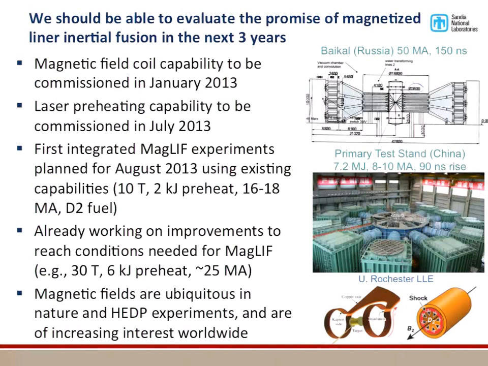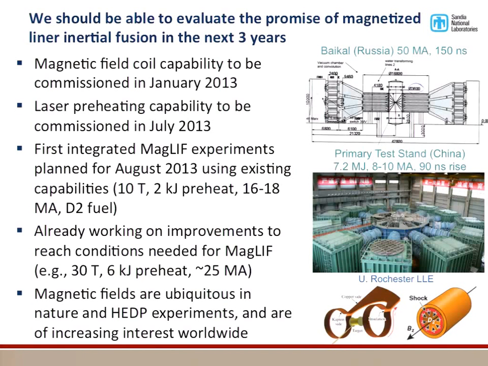So our timeline is looking like this. Hopefully in the next 3 years, we should be able to say whether MagLIF is promising or not. Magnetic field coil capability, this is an old slide, was commissioned in, I think, February. Laser preheating, we've done some initial standalone tests, but we'll also be following up in July. First integrated MagLIF experiments will hopefully be in August. Of course, these will be at significantly reduced parameters relative to the full MagLIF concept. So this will be reduced power MagLIF, say.